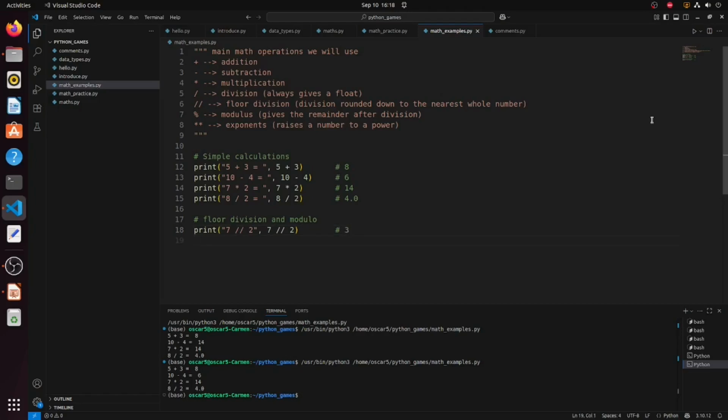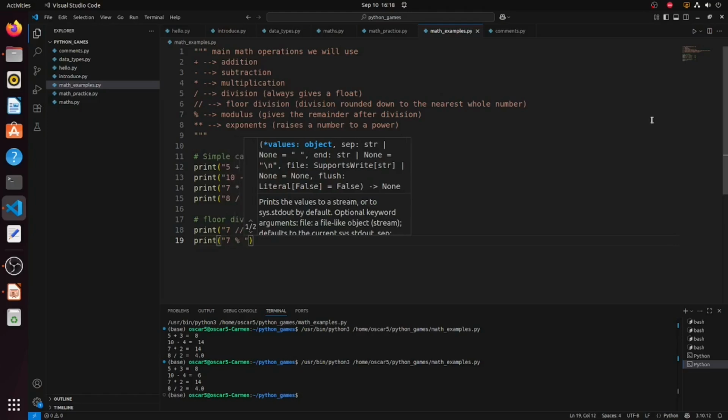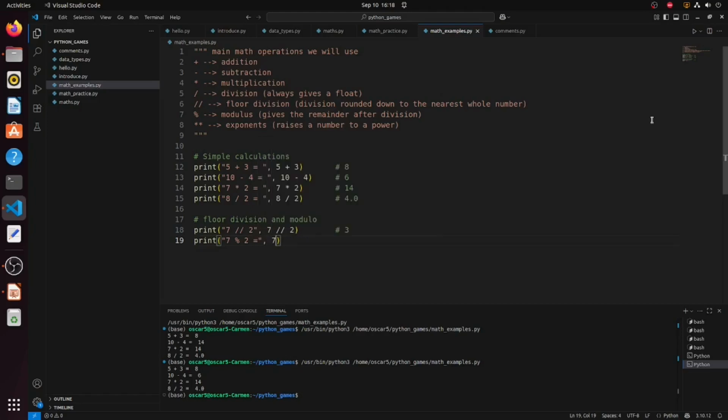Now, look at the next one. print(7 % 2). The percent sign is called modulo. It tells us the remainder when we divide. If we divide 7 by 2, we get 3 with a remainder of 1. And that's exactly what Python prints. So, to remember, double slash gives us how many times it fits in. That's the whole number. Percent gives us what's left over, the remainder.